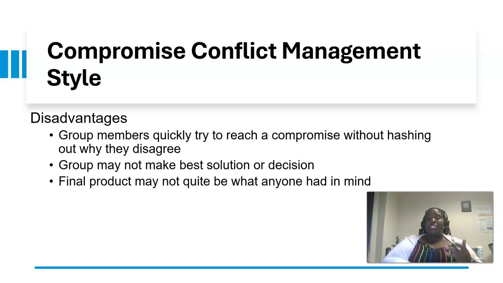Some group members might quickly try to reach a compromise without hashing out why they disagree. So communication is key, especially trying to avoid avoidance with accommodation. We want to make sure that at least our conflicts are known. It might not make the best decision because we're trying to come up with something quickly without taking the extra steps to get everybody what they want. And the final product might not be as good as everyone had in mind because, again, there were some wins but some losses in this process.